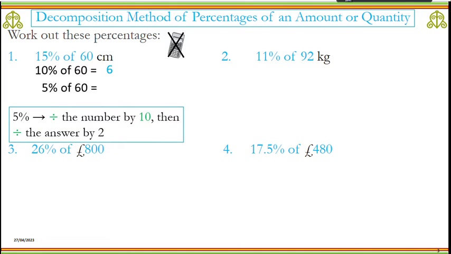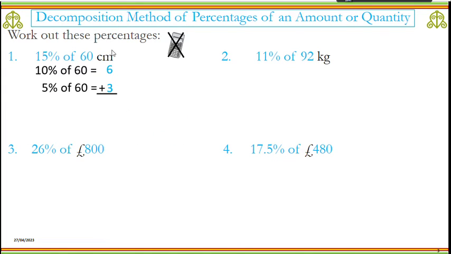Now 5% tells you work out 10%, then divide it by 2. So 10% you divide the number by 10, then divide the answer by 2. So 10% is 6. 6 divided by 2 gives me 3. And you add these two to give you the 15%. So we can say 15% of 60 cm is 9 centimeters.